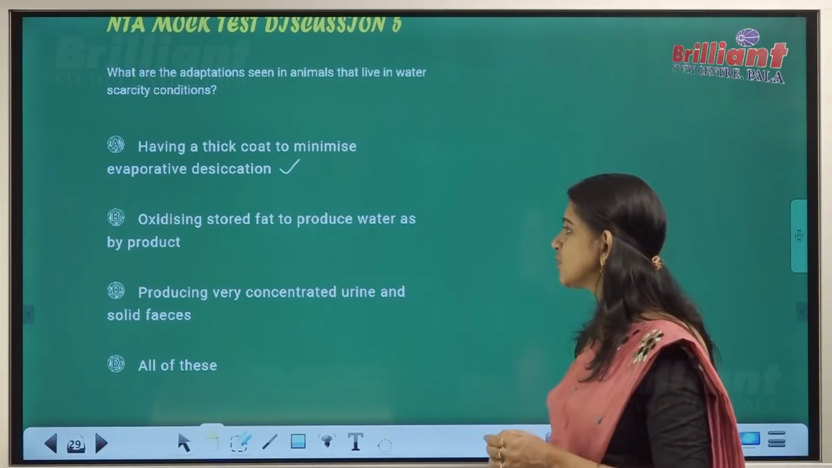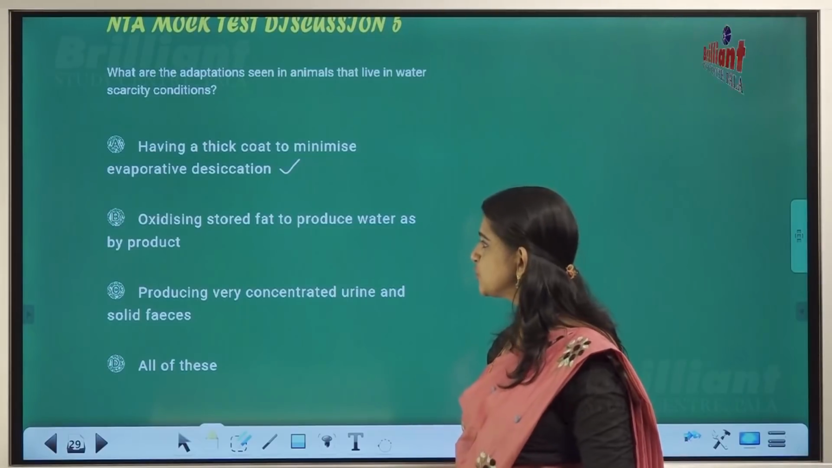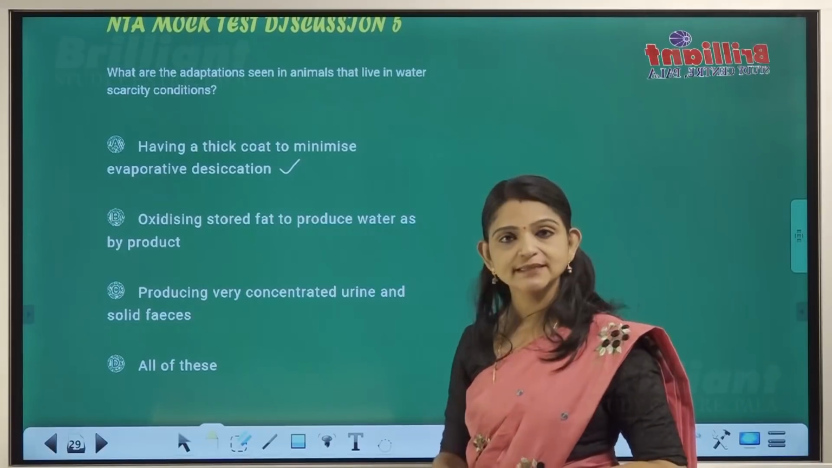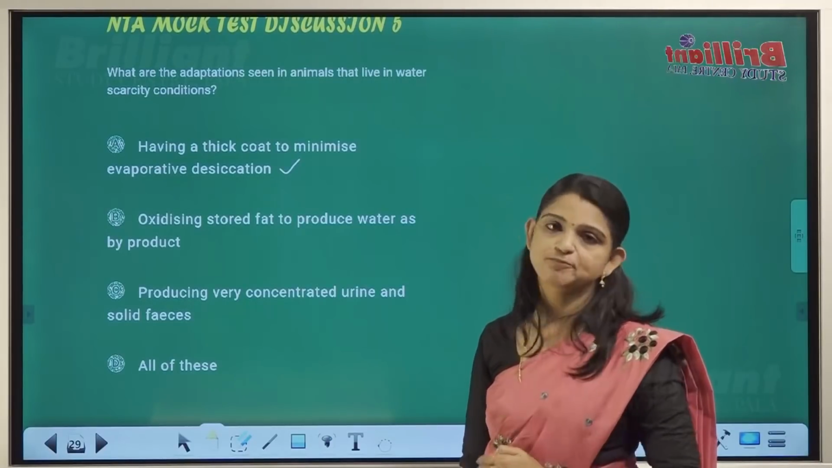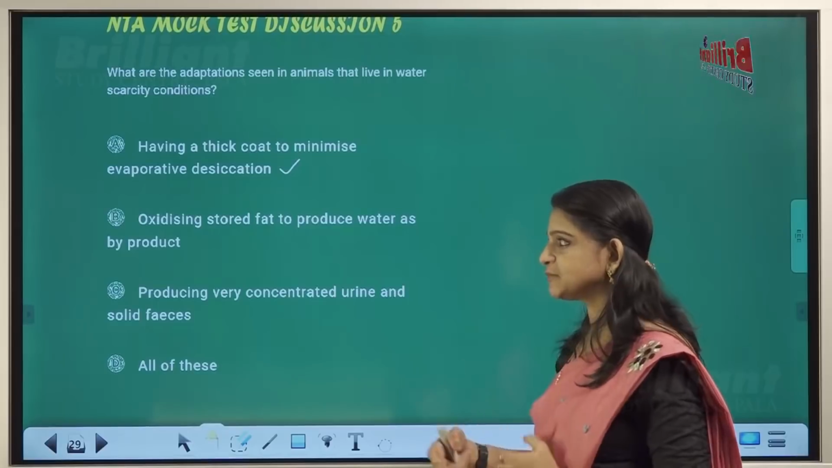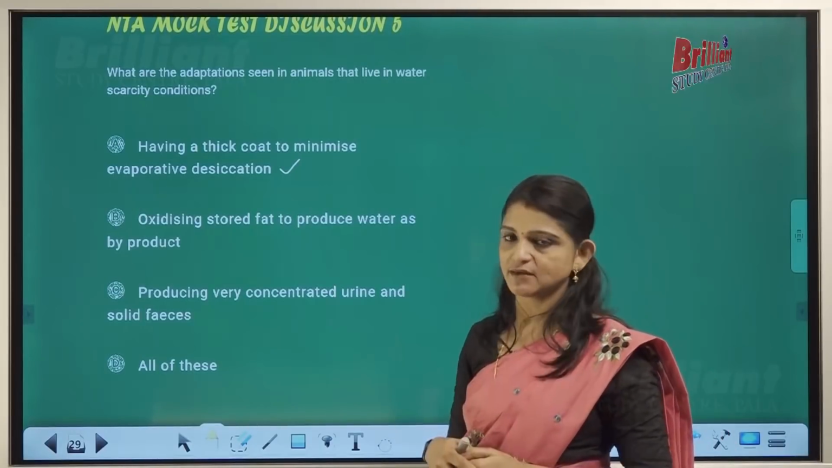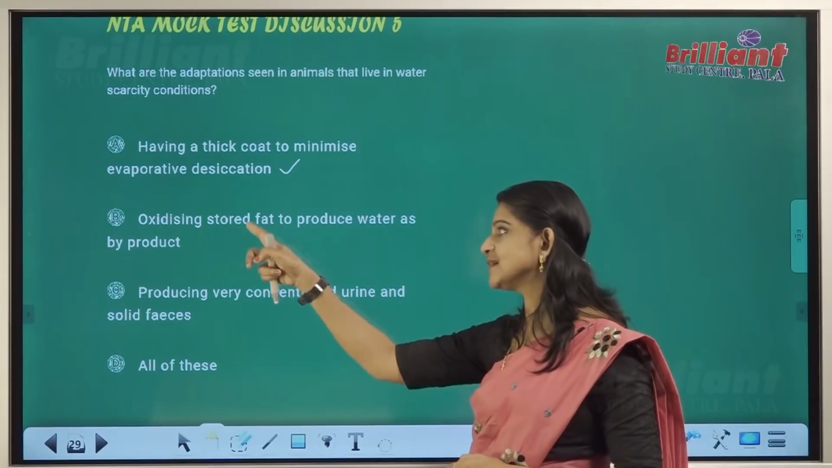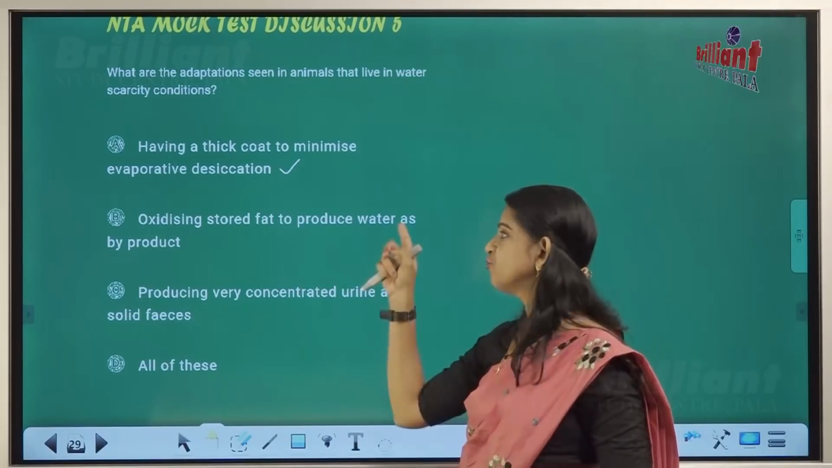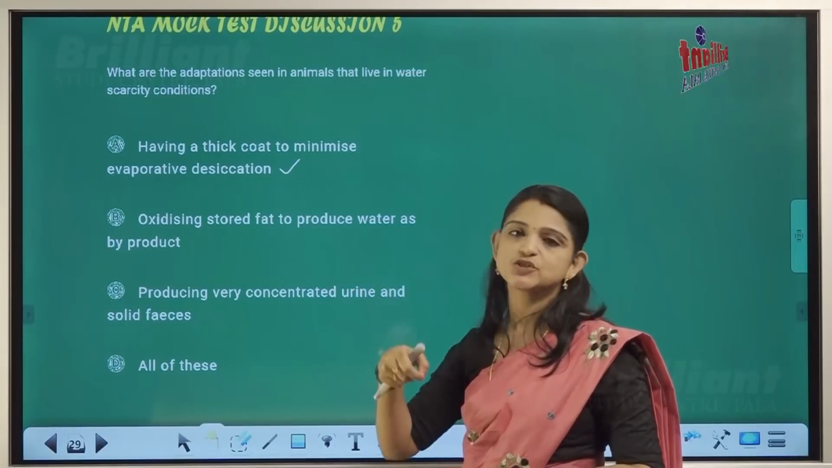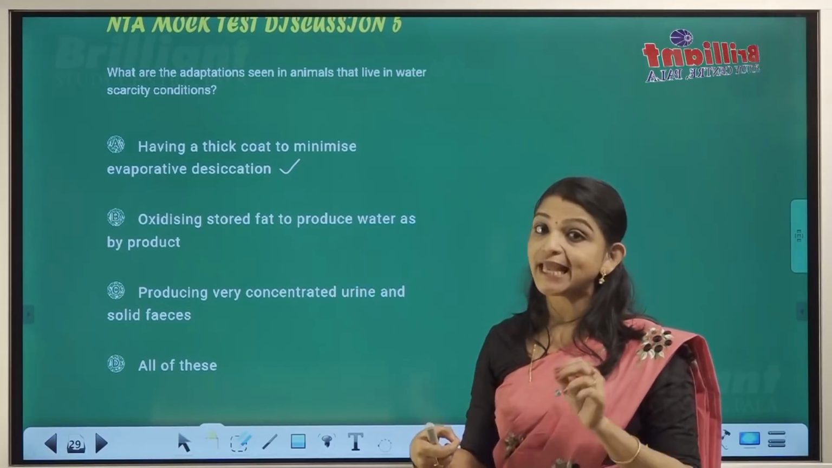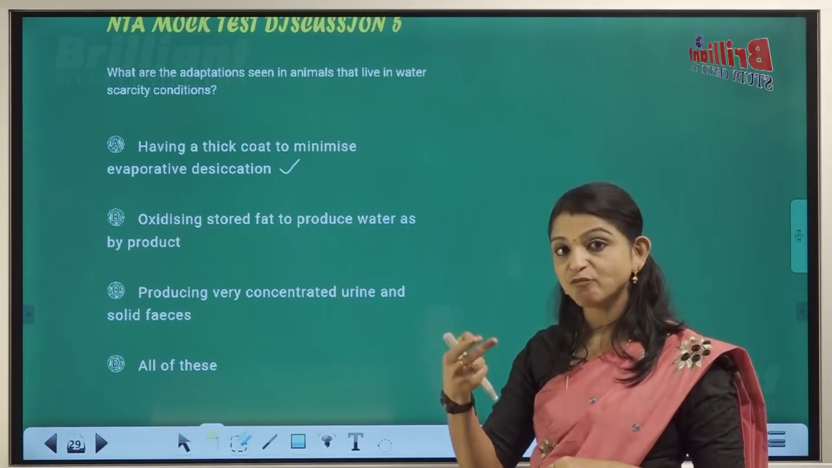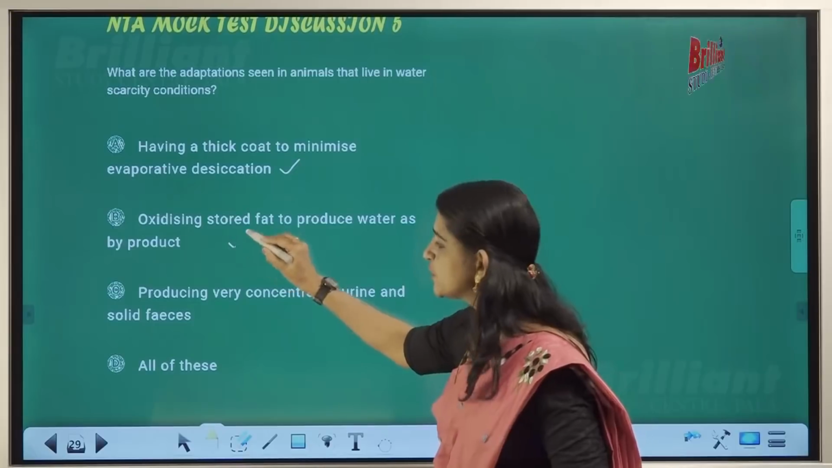Next statement, oxidizing stored fat to produce water as a byproduct. Normally, when fat is oxidized, carbon dioxide and water are produced. Carbon dioxide goes out as a major waste product through the lungs. In animals, as an adaptation, they oxidize fat to produce water because they are in a condition where they are not getting enough water. So they make use of their stored fat for getting water. So this is also correct.